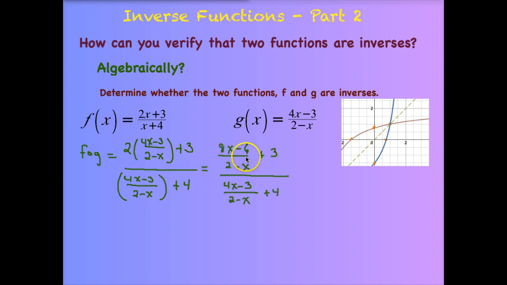After distributing, we now need to combine our numerator together and our denominator together. So we need to have like terms. We can see that the denominator in our numerator is 2 minus x. So we need for the 3 to also be 2 minus x. So we would multiply the top and the bottom by 2 minus x. And we could do the same thing with the 4.